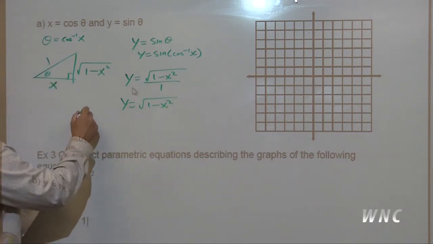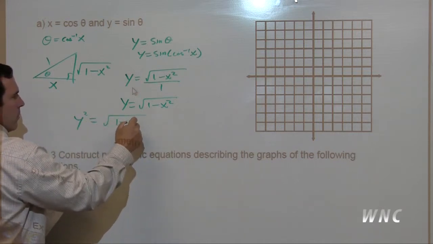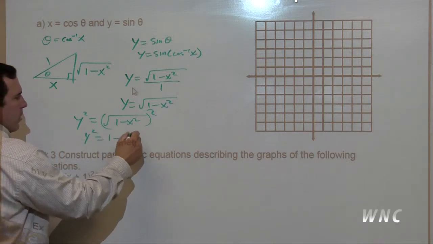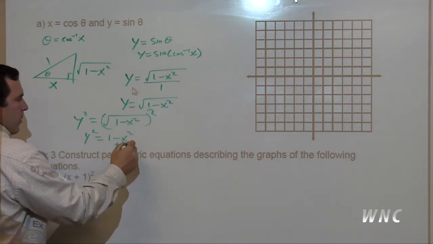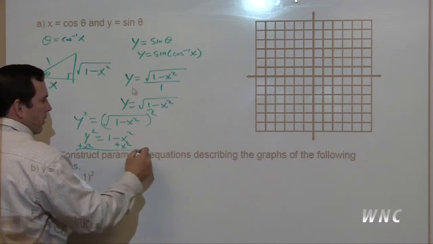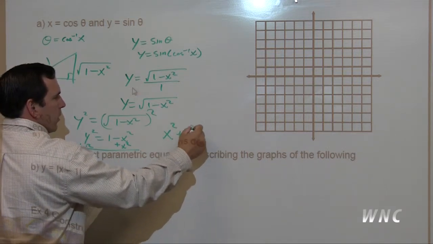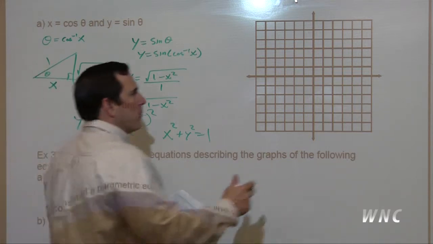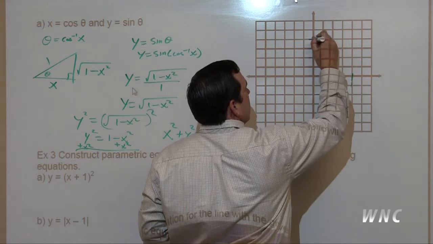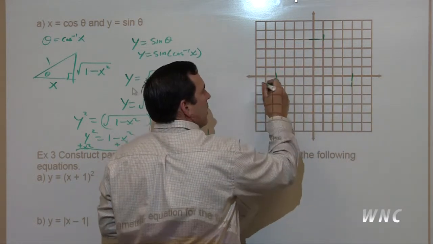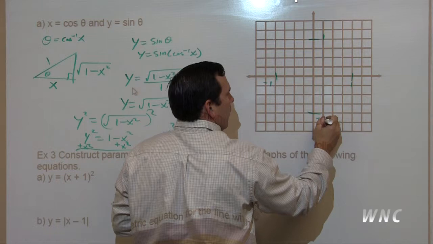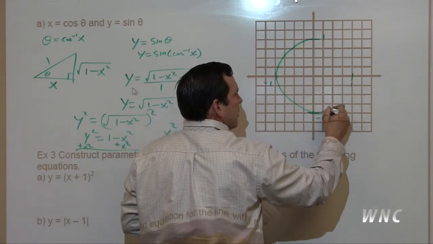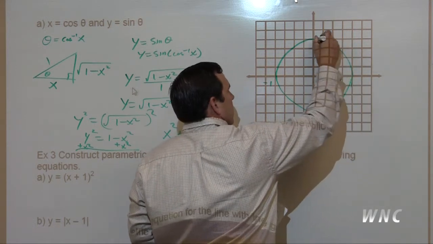Now if I square both sides, I have y squared equals 1 minus x squared. If I add x squared to both sides, x squared plus y squared equals 1. That's the equation of a circle with radius 1. So if I call this 1, call this 1, call this 1, negative 1, and down here, negative 1, it's a circle with radius 1. Center at the origin. That's it.